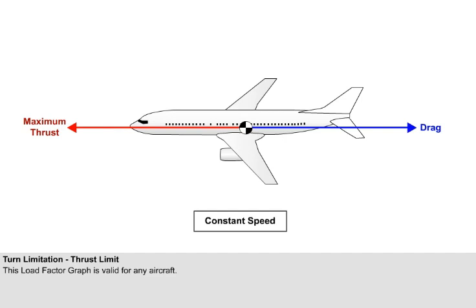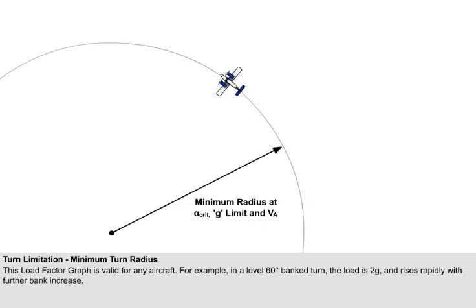Whether this thrust limit or the maximum load factor is reached first will depend on the g limit and the thrust available. If the thrust available is adequate, the minimum radius of turn occurs at the intersection of the stall limit and the strength or load limit. The speed at this point is VA, the maximum manoeuvring speed. The heavier the aircraft, the greater will be the minimum radius of turn.